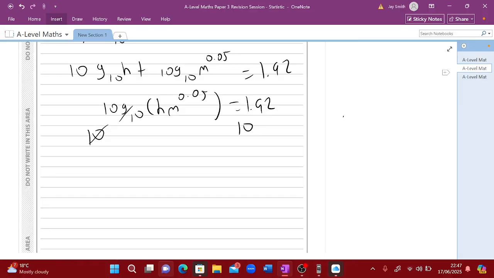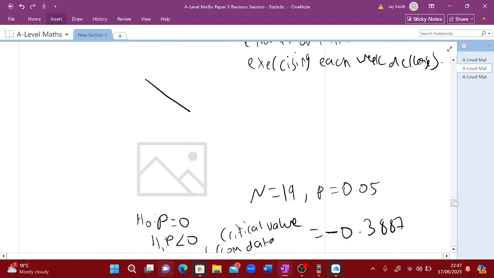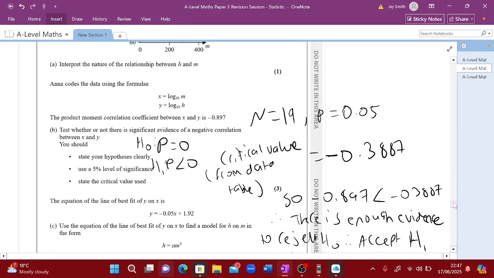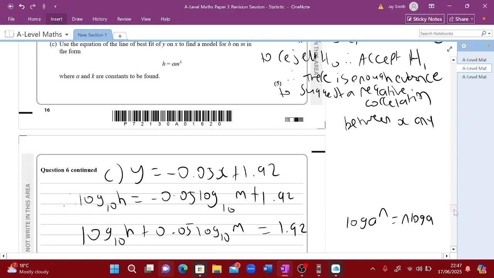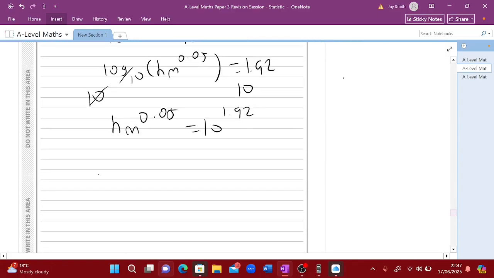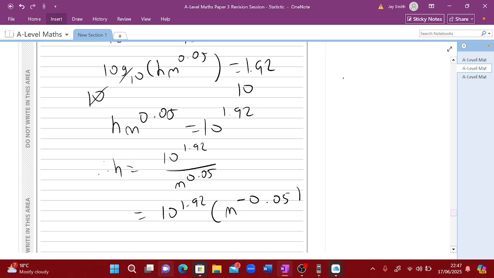But then we can cancel, so we'll just say h n to the 0.05 is 10 to the 1.92. And now we're a lot closer, aren't we? Okay, now we just need h on its own. h equals am to the k. Well, we're going to need to get rid of the m, aren't we? So therefore, h is 10 to the 1.92 over m to the 0.05. Well, actually, we don't want to divide, but we can just bring the m to the front by taking the reciprocal. So it's going to be 10 to the 1.92, lots of m to the minus 0.05, right?